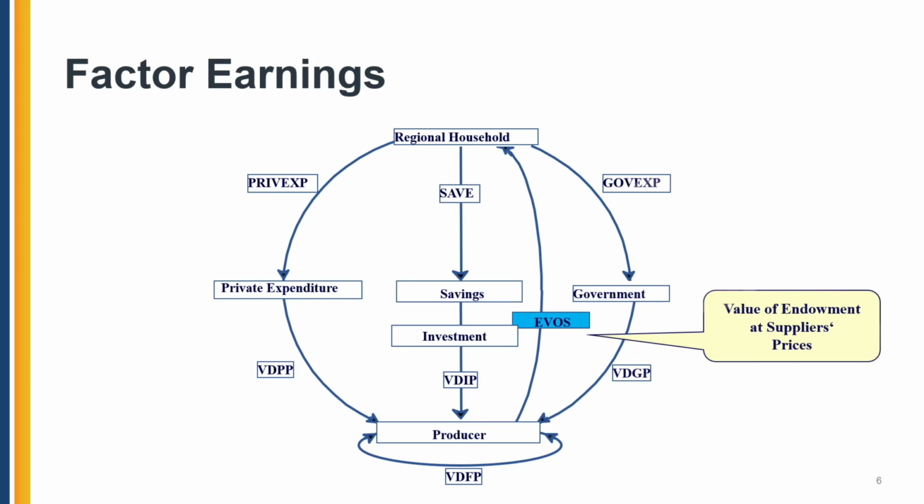Those savings expenditures are placed directly into investment, and then there's an investment good flow. The producing sector experiences depreciation. They are going to have a demand for new investment, and so that was what controls that in this circular economy. That producing sector also pays for factors of production, and so we've highlighted in this slide just the coefficient, the data entity called EVOS, which is the value of endowments at the supplier's prices. So those are priced at the labor or the capital owner's selling price.